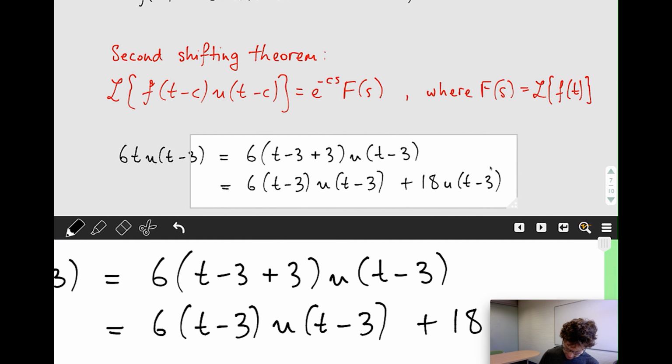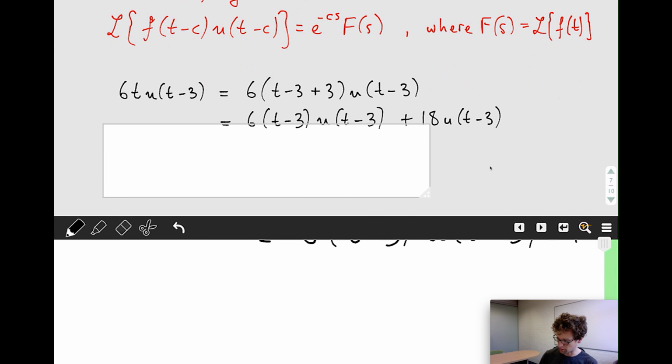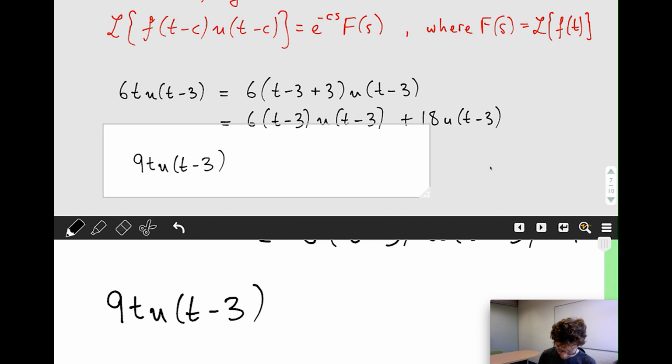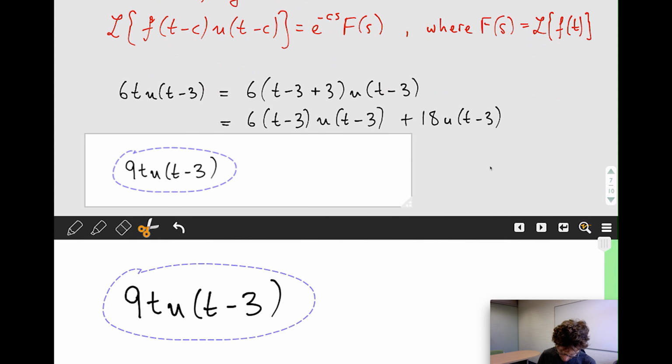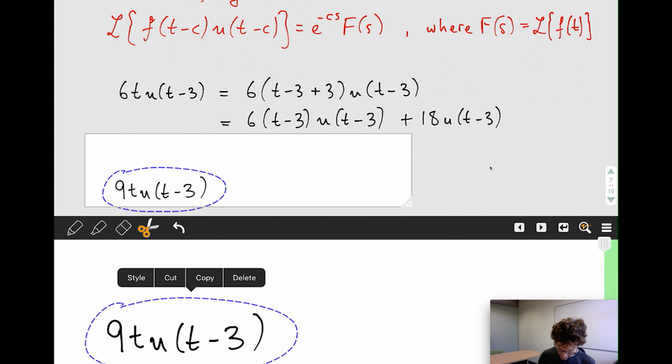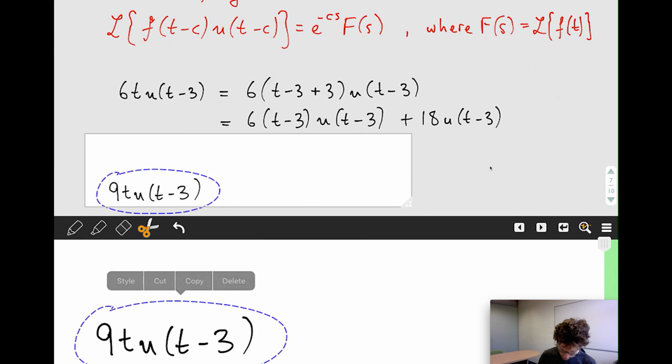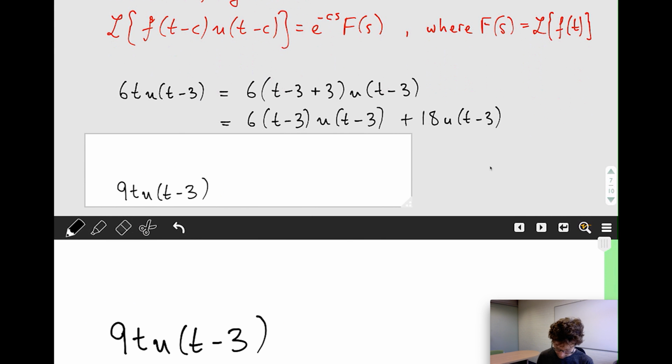Let's do the same trick for the second part of my function, which was 9t u of t minus 7. Just move that down a little bit because I'm going to calculate the Laplace transform of those pieces one by one. So this is equal to, again, same trick.